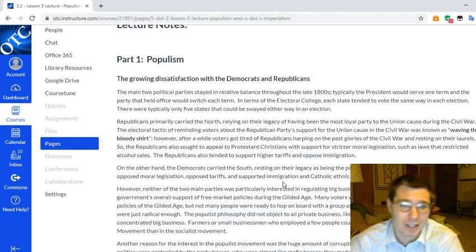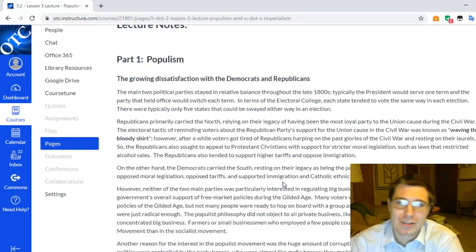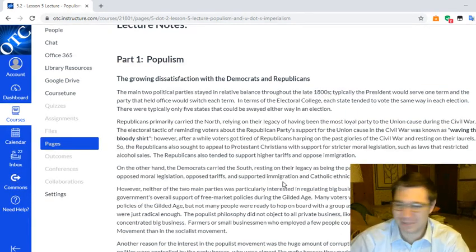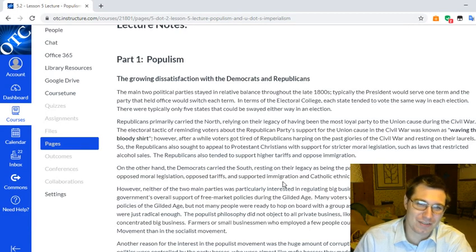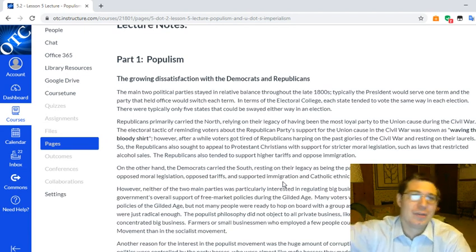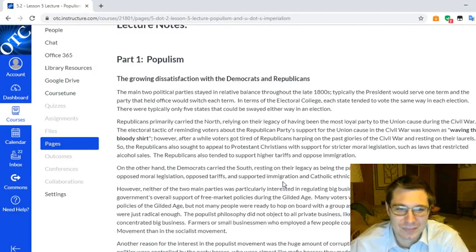Republicans primarily carried the northern states. They relied on their legacy of having been the most loyal party to the Union cause during the Civil War. This electoral tactic of reminding voters about the Republican Party's support for the Union cause in the Civil War was known as waving the bloody shirt. If you can imagine the bloody shirt of a Union veteran, a politician up on a podium waving it around and reminding people, this is what we fought for. We were there in the trenches when we were tested with this ordeal.